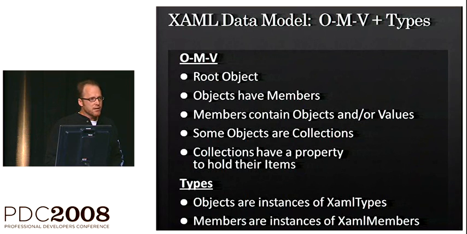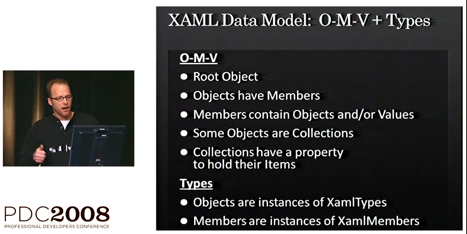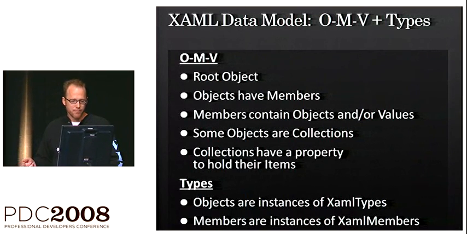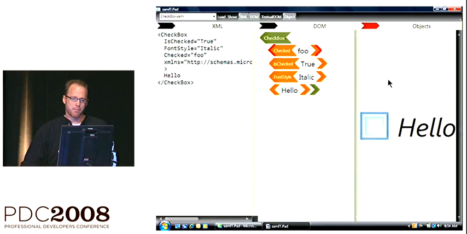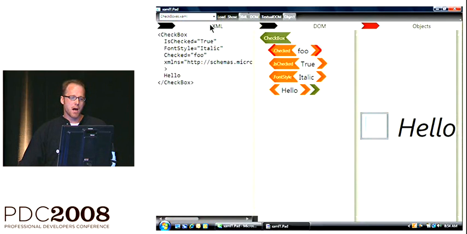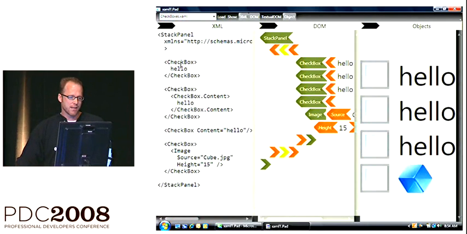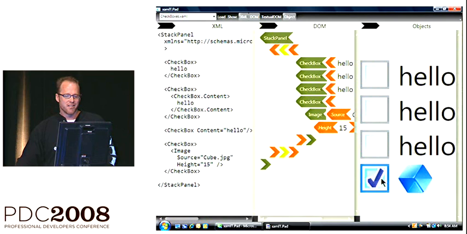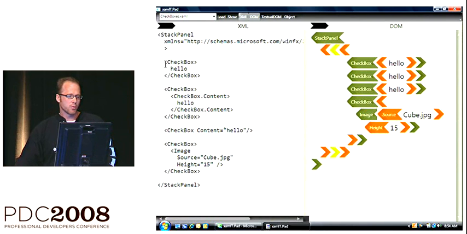In OMV, we had a root object. Objects have members. Members contain objects or other values. Some objects are collections. I actually forgot one quick thing, sorry. I'll open up an example that is like the example I showed earlier. I've got 4 checkboxes here, 3 of them with hello, hello, hello, and this fourth one with an image. I'll hide the object box. So once again, those are 3 ways of representing the exact same thing, and in the XAML data model, they look exactly the same.